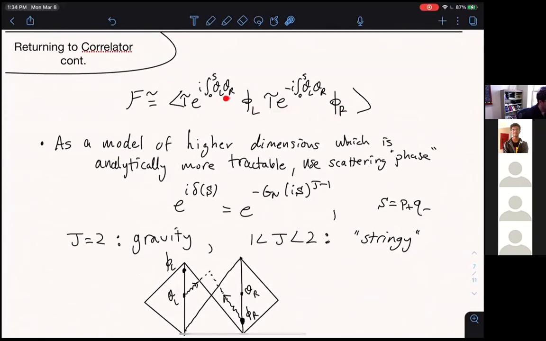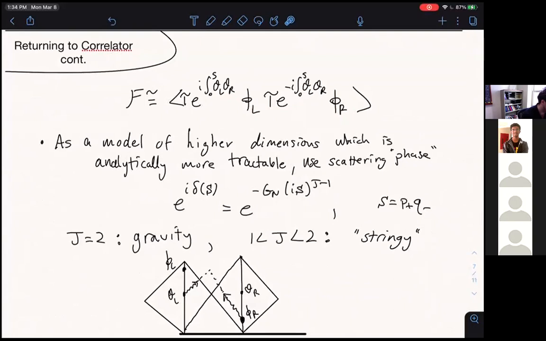I'm being very schematic with my notation, but I'm just writing this as O left, O right, but you should imagine that there's some integral, like what we discussed earlier from the modular Hamiltonian. Okay, so now you need to compute this. All right, the good news is that this has basically been computed before. So how do you compute it?